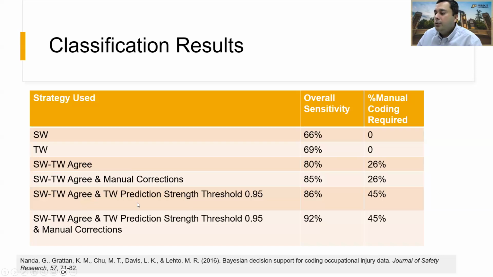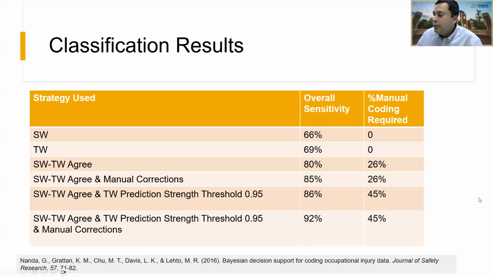And if we used the agreement between the single word and two-word model, and applied a prediction strength threshold of 0.95, which means that if the posterior probability was less than 95%, we don't take that prediction.